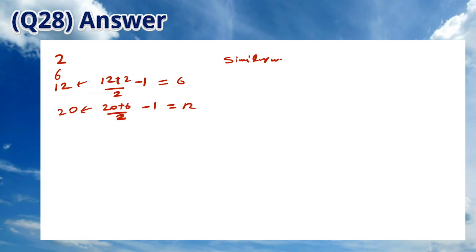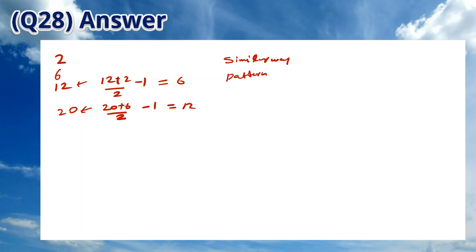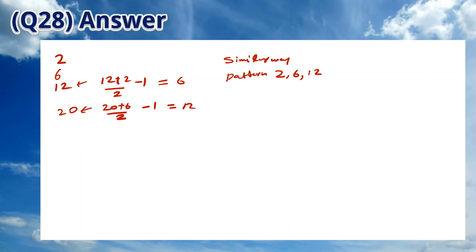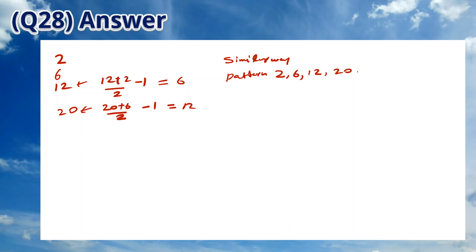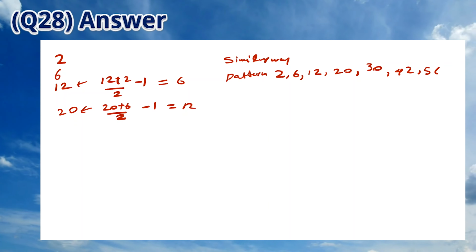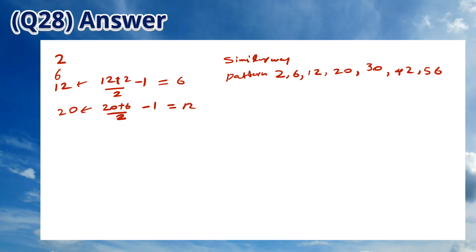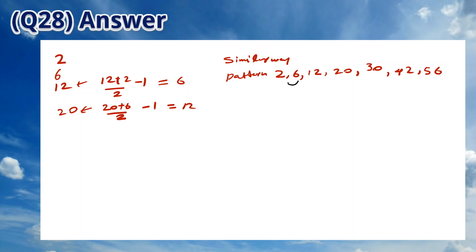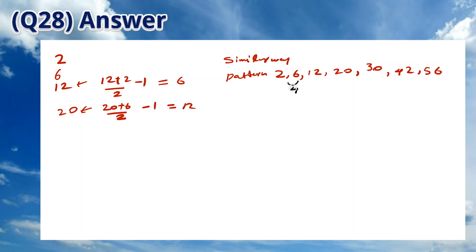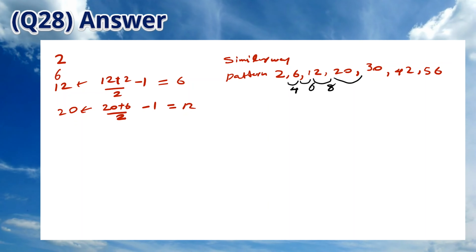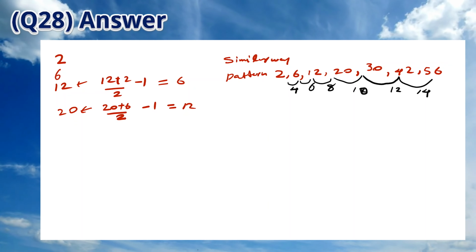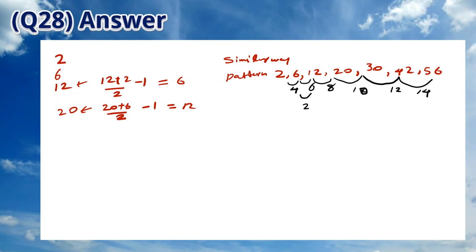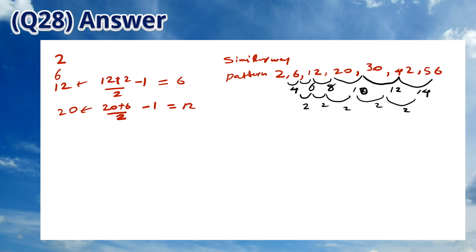In a similar way, we can find the other terms, which must be 2, 6, 12, 20, 30, 42, and 56. We can find a pattern because the differences between each of these terms are 4, 6, 8, 10, 12, 14, where each difference differs by 2.